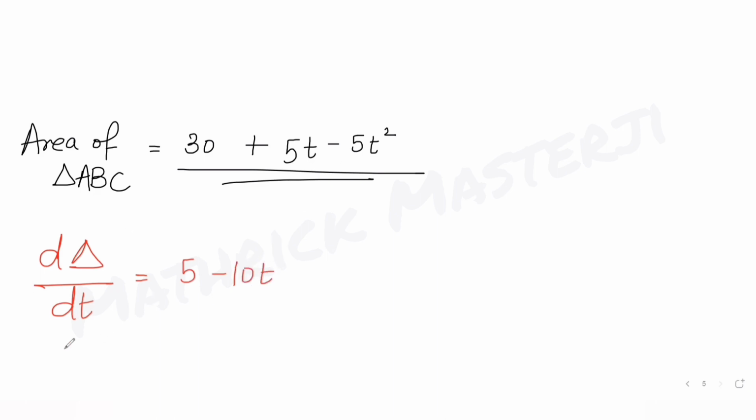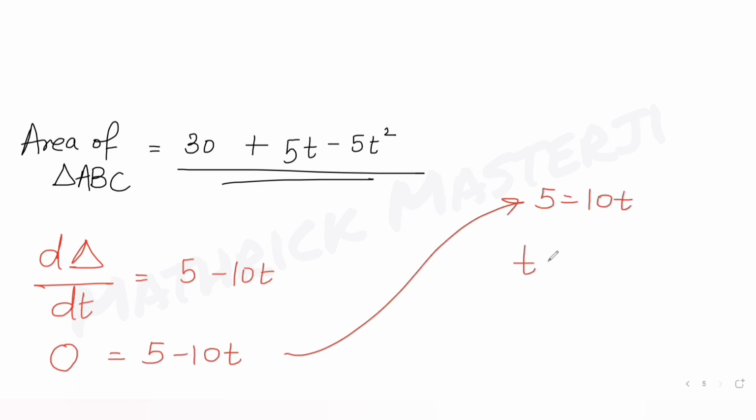Now we have been told that for the concept of maxima and minima, you equate the first derivative with 0. You get 5 minus 10t is equal to 0. That basically gives you 5 is equal to 10t. So t becomes 5 by 10 and that gives you the answer as half. So you get the value of t as half here.